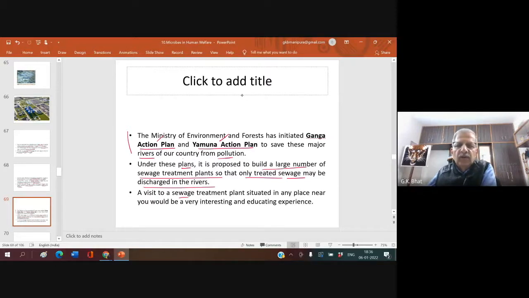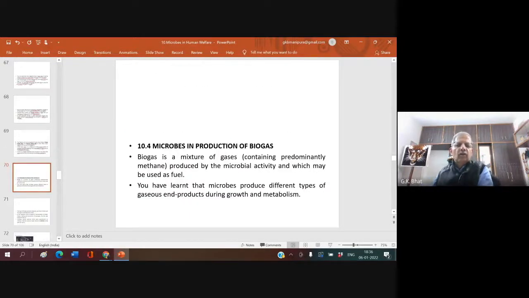A visit to a sewage treatment plant situated near you would be a very interesting and educating experience, and you can do that after writing the NEET exam. Right? Now let us look into microbes in production of biogas.